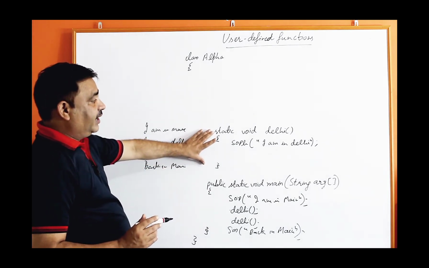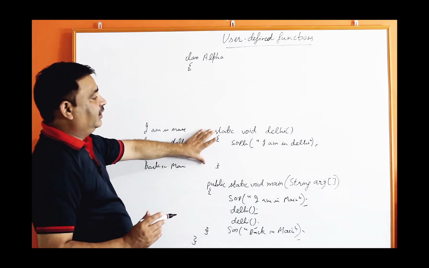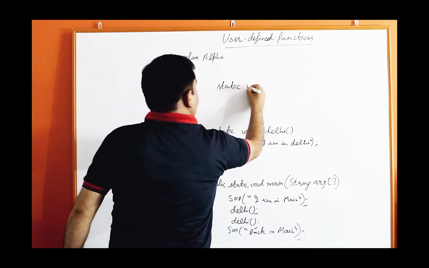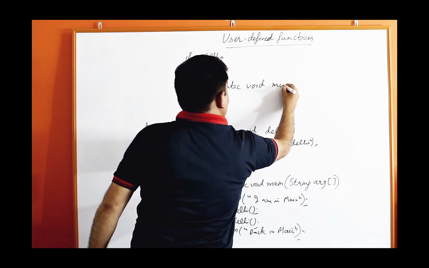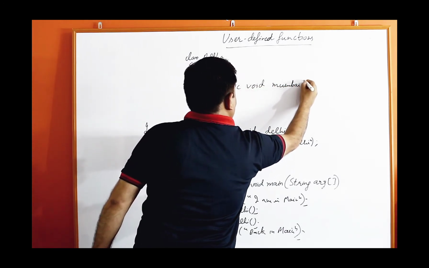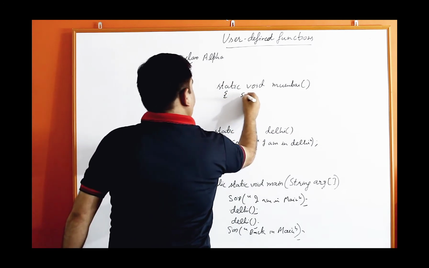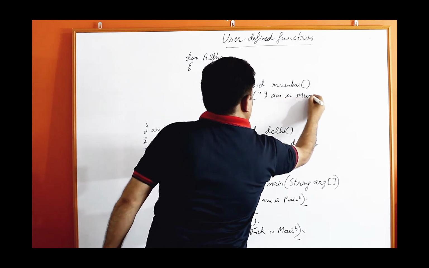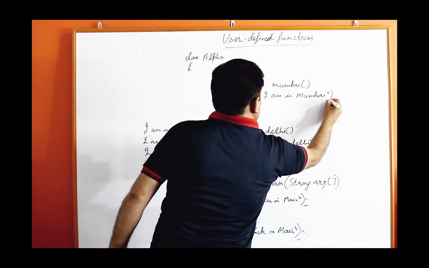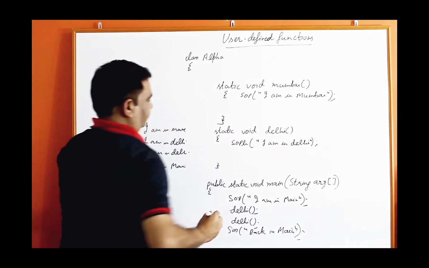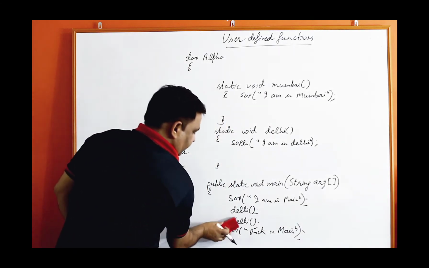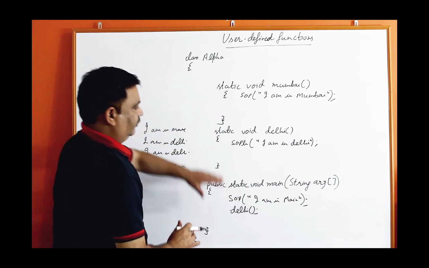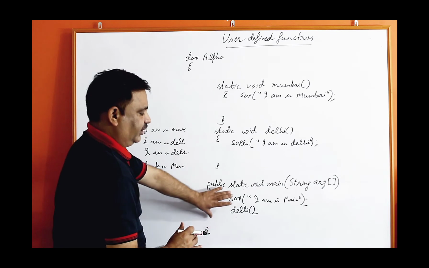This way you can make many other functions. Apart from Delhi, you can make any other function, many more functions you can make. Static void, suppose the function name is Mumbai, and I am writing one statement, I am in Mumbai. Now from here we will start. I am in main, control will jump here, it will come back. Up to here you will get the output.